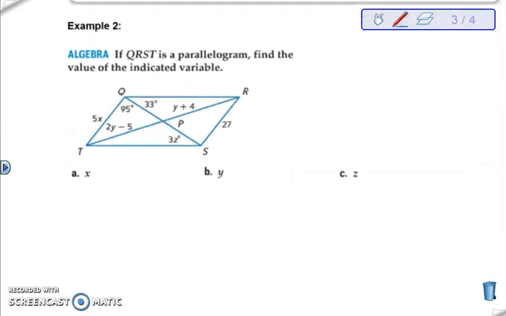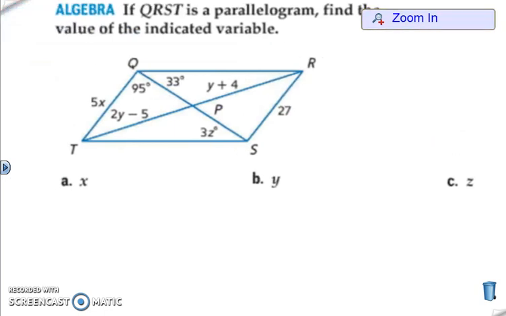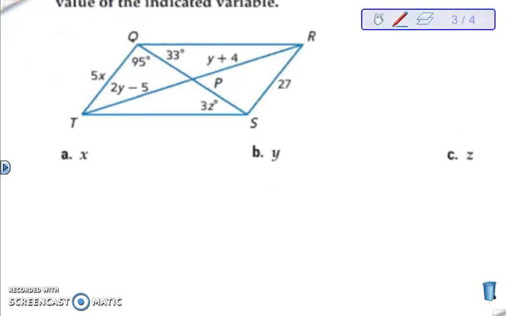So we can use that knowledge to solve for these variables. So combining what we just pointed out with what we did in the first example, we should be able to set up equations to solve for all the missing parts. So I have my x over here, and I know that the opposite sides are supposed to be congruent, so that means 5x should equal 27, which means x should equal 5.4.